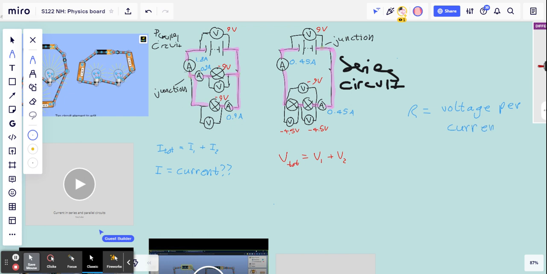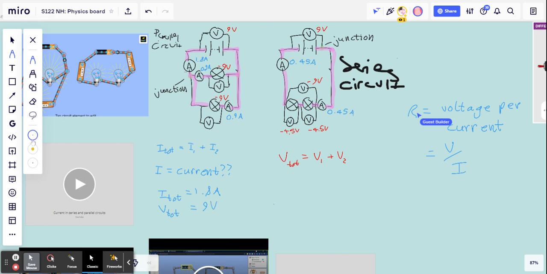Remember, the voltage is the amount of energy per charge. So if you give something enough energy, how much energy would you have to give the charge to get to a certain current? So you can calculate it by the voltage divided by the current. So we can look at the total current here. The total current was equal to 1.8 amps, and the total voltage was equal to 9 volts.